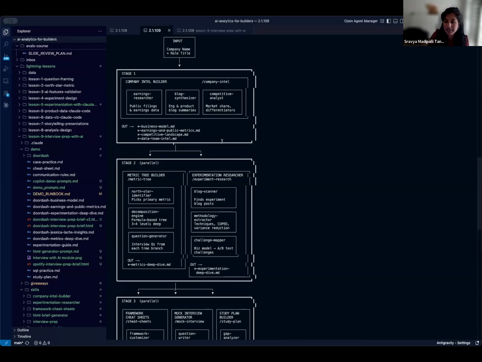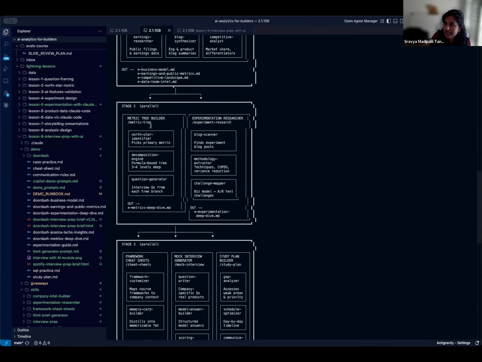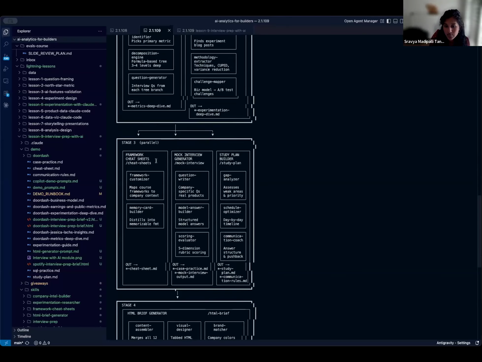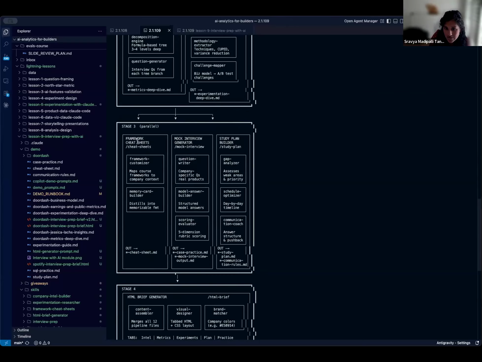So this is the system that it created for me to build those thorough prep documents that we used to create mock interviews. Cool. So this is the first one, and this is stage 2. In parallel, it basically runs these 2 in parallel, apparently: the metric tree builder and experimentation researcher, and what all things go around it. And these are the stage 3 it runs.